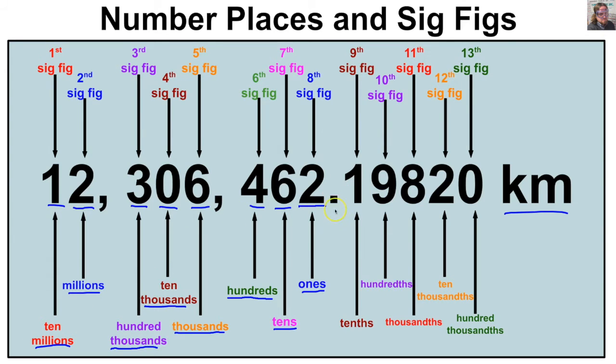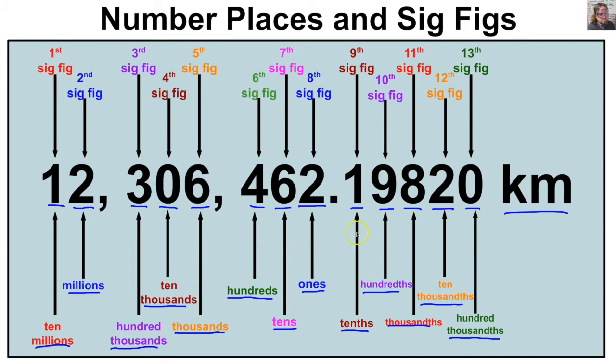And if we move to the right of our decimal here, this 1 here is occupying the tenths place. This 9 is occupying the hundredths place. This 8 here is occupying the thousandths place. The 2 here is occupying the 10,000ths place, and the 0 here is occupying the 100,000th place.